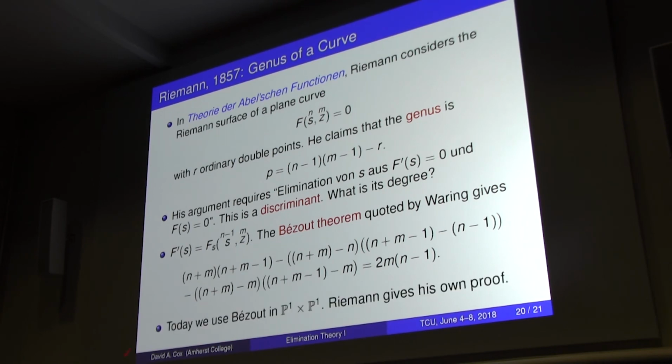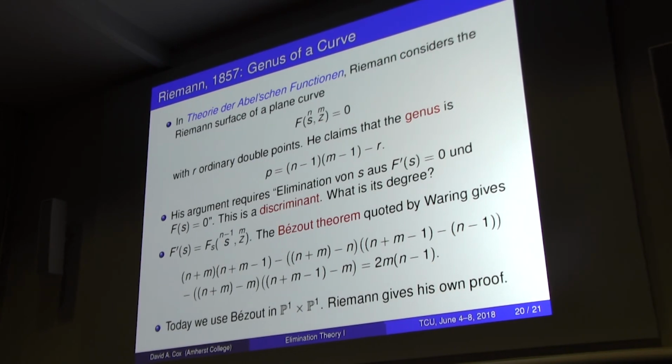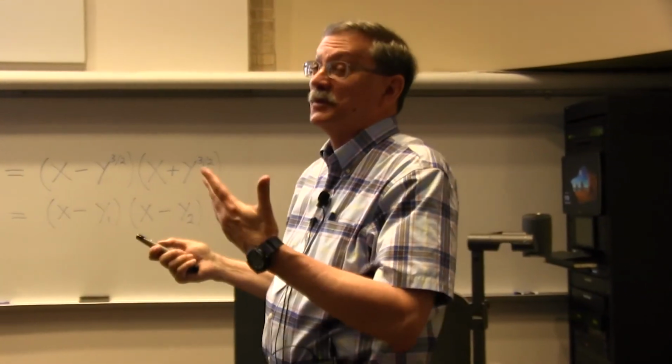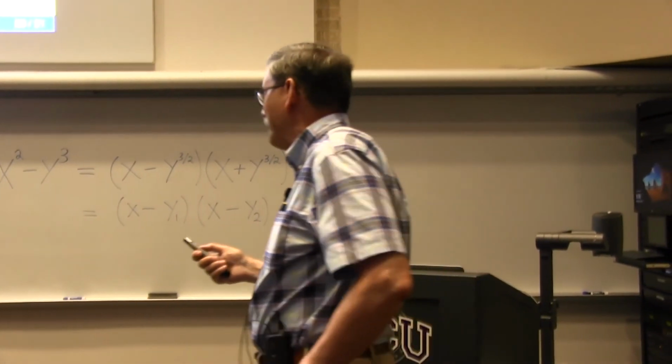Now these days, of course, we just use Bezout's theorem in P1 cross P1, and when you do that for bidegree n,m and bidegree n minus 1,m, you get that almost immediately. But of course, Riemann ignored Bezout and just gave his own proof. So he's sort of reinventing the wheel. And of course, none of us have ever done that either. But on the other hand, none of us are as smart as Riemann, so what can you say?